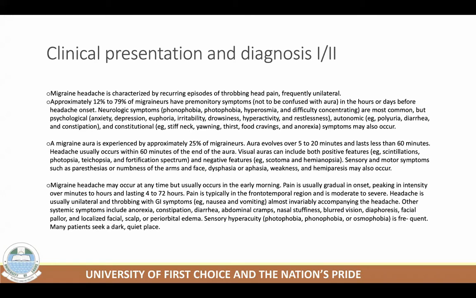Sensory and motor symptoms such as paresthesias or numbness of the hands and face, dysphagia or aphasia, weakness, and hemiparesis may also occur. Patients who experience hemiparesis may have neurological undertones as well. Migraine headaches may occur at any time, but usually in the morning. Pain is gradual in onset, peaking in intensity over minutes or hours, and will last usually over 4 to 72 hours. Sometimes migraineurs have a single headache lasting for 2 to 3 weeks at a time. Okay. Pain is typically in front of the head and moderate to severe.